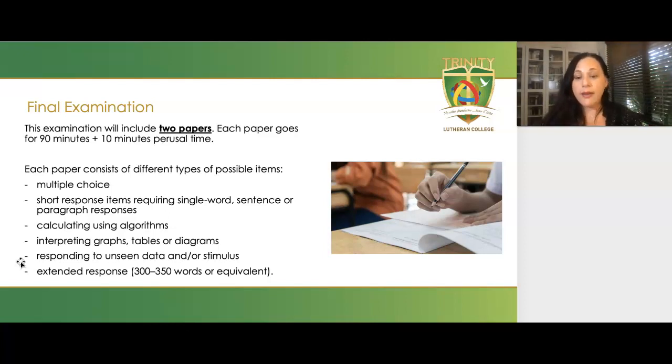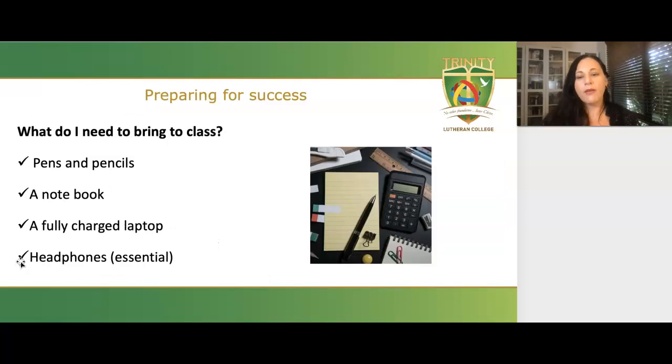Interpreting graphs, tables, or diagrams, responding to data or stimulus you've never seen before, and of course the dreaded extended response. But in biology, extended response is anywhere between 300 to 350 words, so that's not really very long. Preparing for success in biology means good organisation. Organisation is key for this subject.